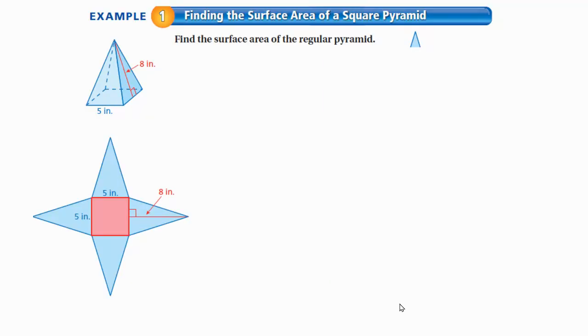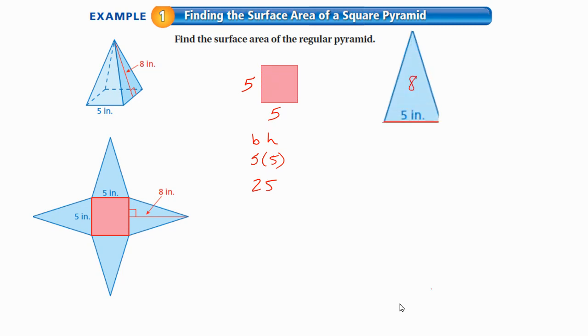So the first thing I do is I like to draw the base. So the base is a square. That's a 5 by 5. So that's going to be 25 for the area of the square. Then I draw the triangle, and the slant height is 8, and the base is 5. So 5 times 8 divided by 2 is 20.